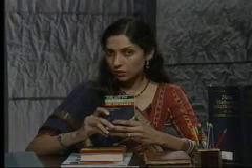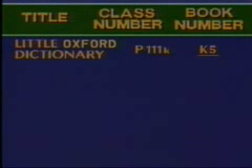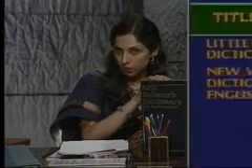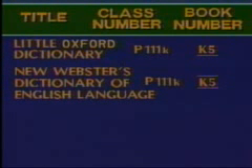Little Oxford Dictionary. This is a case of an undersized book. For Little Oxford Dictionary, the class number is P111 small k and the book number is K5, which is underlined. New Webster Dictionary of the English Language is a case of an abnormal size book. For New Webster Dictionary of the English Language, the class number is P111 small k and the book number K5 is underlined as well as overlined.